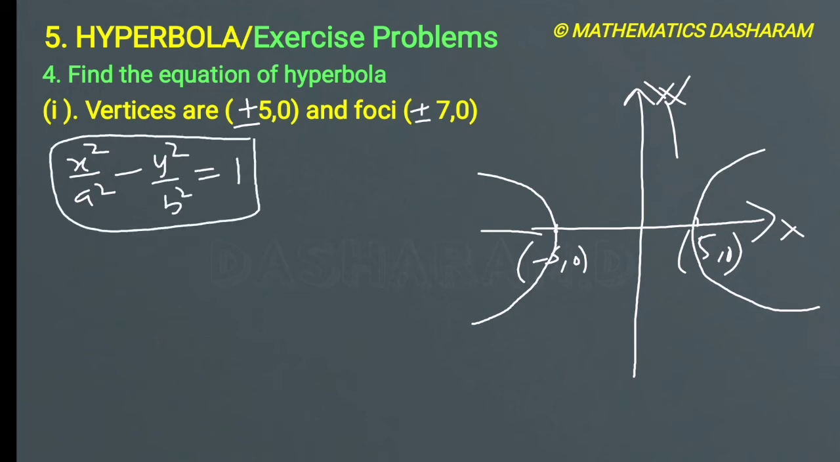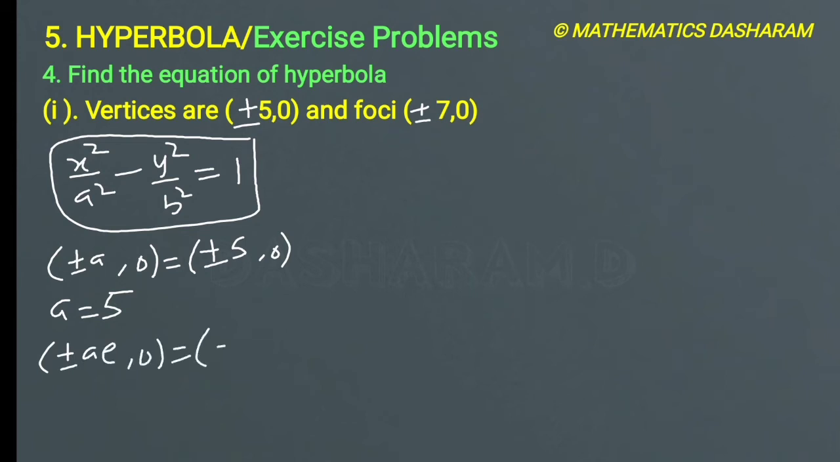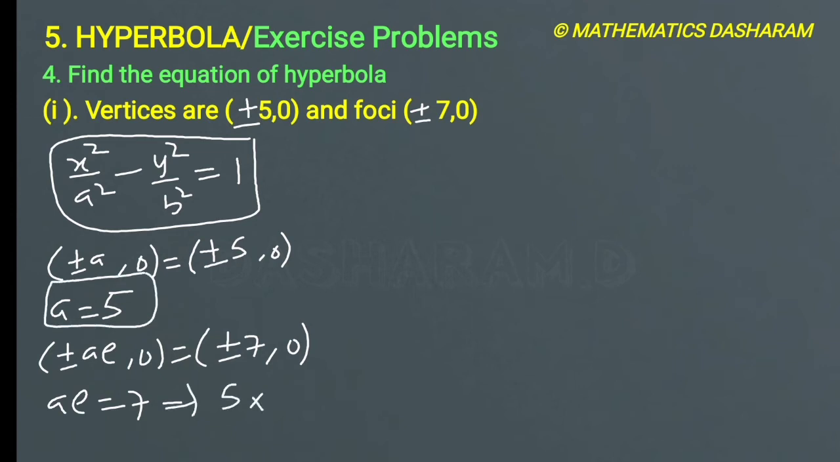So let's find out the a and b values. The vertices of this hyperbola are plus or minus a comma 0. It equals plus or minus 5 comma 0. Then a value is 5. Next, the foci of this hyperbola are plus or minus ae comma 0. So plus or minus 7 comma 0. So then ae equals 7. But a value is how much? 5. Let's substitute that. 5 into e equals 7. Then e equals 7 by 5.